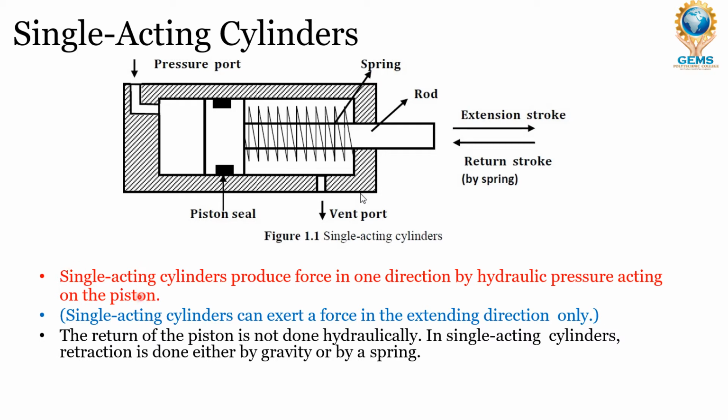Single acting cylinders produce force in one direction by hydraulic pressure acting on the piston. So single acting cylinders can exert a force in the extending direction only. The return of the piston is not done hydraulically. In single acting cylinders, the retraction is done either by gravity or by a spring. So in a single acting cylinder, only one side force exertion is happening. The return side is done either by gravity or by a spring.